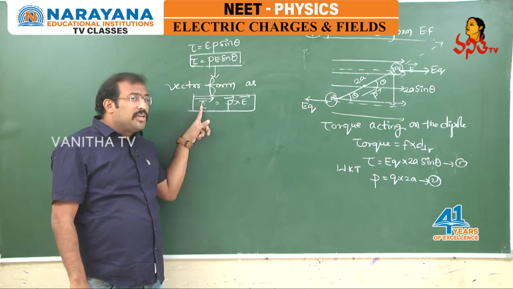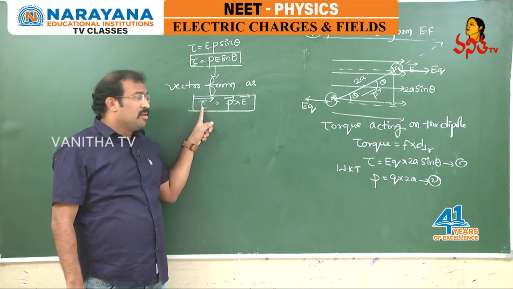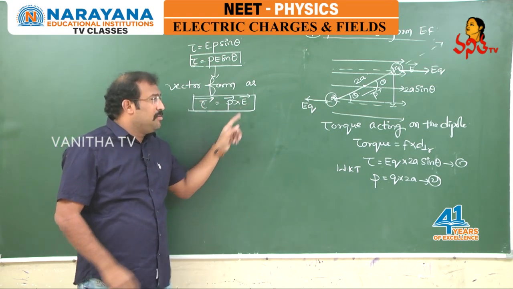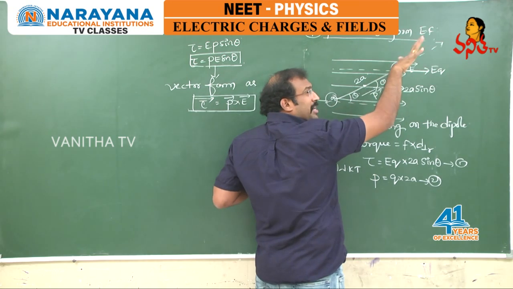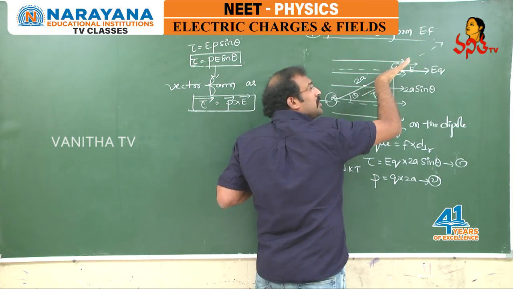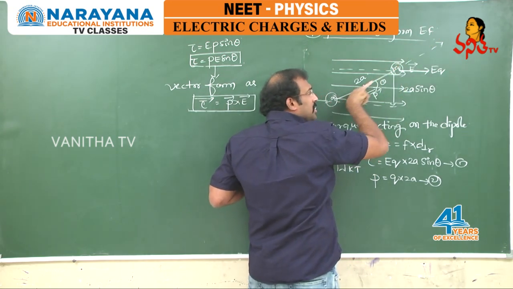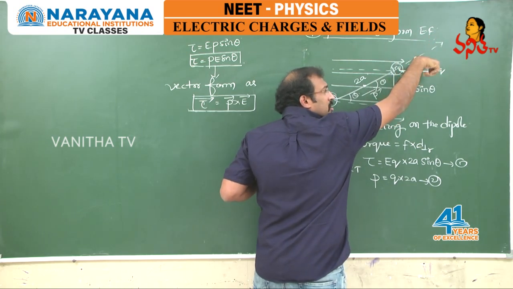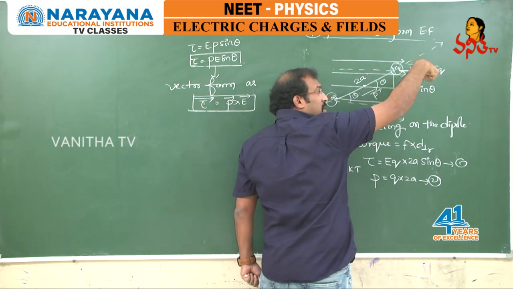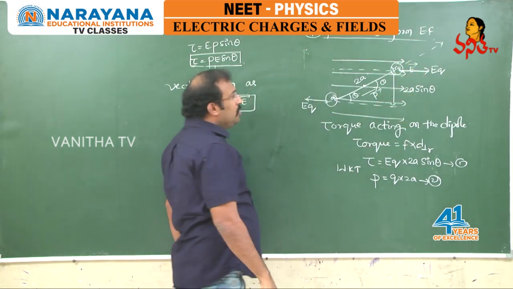So the direction of the torque is given by the rotation of P bar towards E bar. That is shown by the right hand thumb rule. Put your right hand towards P bar, in this direction, P bar cross E bar. So this is the direction of the torque, into the plane of the board.